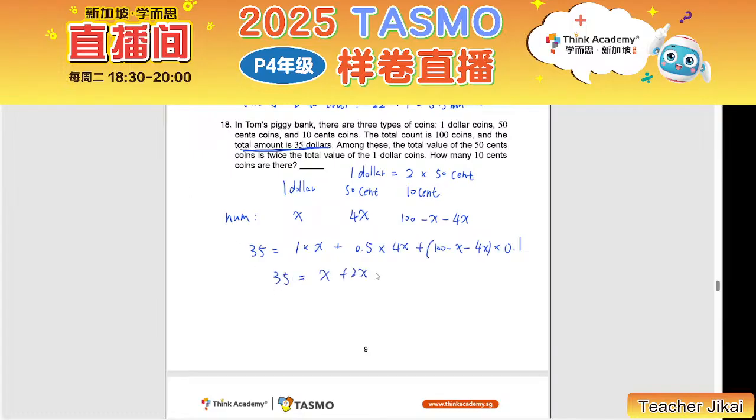x plus 2x plus this 10 minus 0.5x, right? You just use the distributive law here. So 10 minus 0.5x. So we know 25 is 2.5x. X here is 10. So what is the answer? The answer is the number of 10 cent coins. Total here 100, you minus these 2 categories, right? So it's 100 minus 10 minus 40. So the answer here becomes 50.